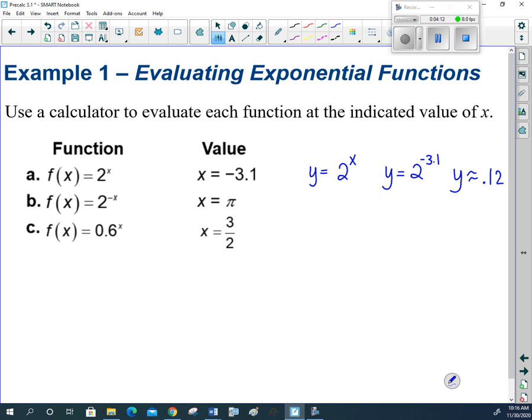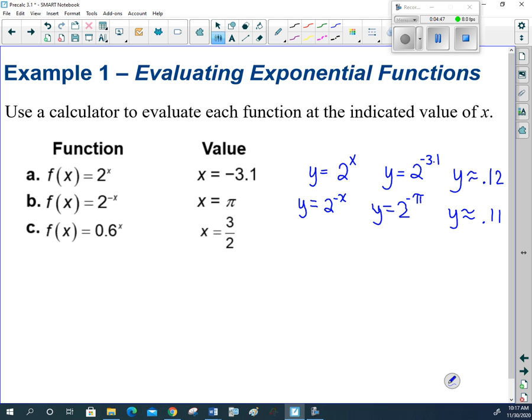Okay, letter B, we have f of x equals 2 raised to the negative x power. So y equals 2 to the negative x power. When we substitute that in, we're going to say 2 raised to the negative pi power. You should have a pi button on your calculator. So y is approximately 0.11.